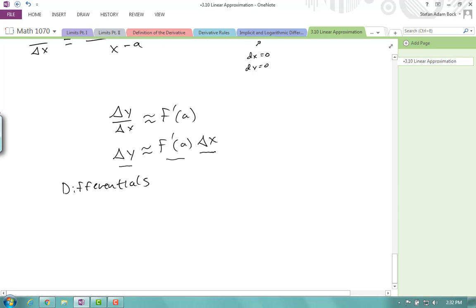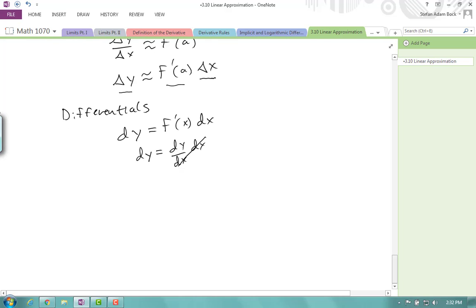Books will often go ahead and use these, and they'll write dy equals f prime of x dx. But like I said before, dy and dx are equal to 0, and f prime of x is equal to dy over dx. So you're not really saying anything here. You're just saying that dy is equal to dy over dx times dx, which is dy equals dy. Fabulous. Amazing. Good job. Appropriately, you should always be using the triangle version.